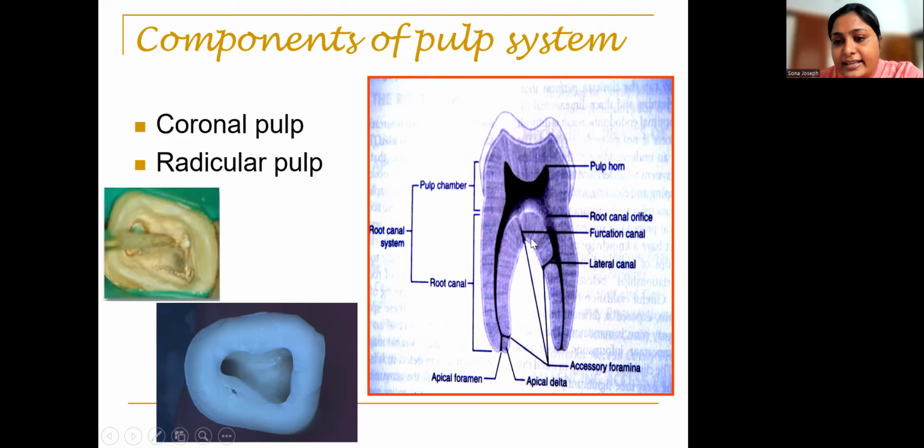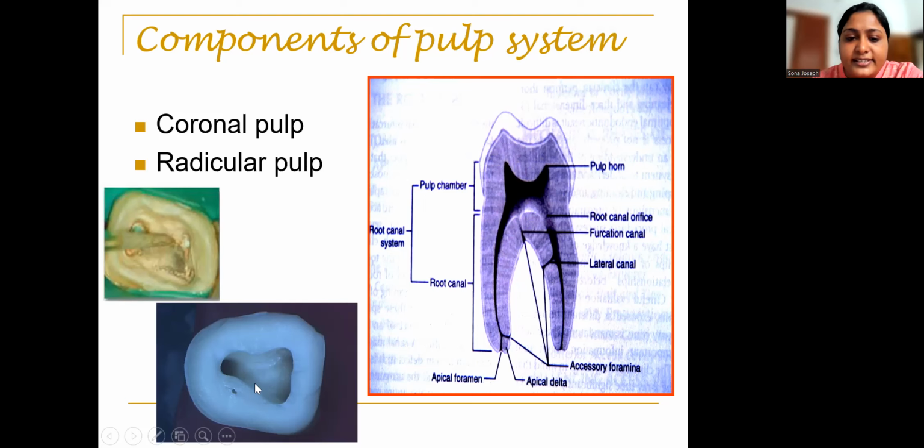And there are lateral canals and furcation canals, named according to the area to which they exit. Lateral canals are present almost in the middle of the tooth, exiting into the periodontium in a horizontal or slightly oblique direction. Furcation canals are the ones which exit from the pulp chamber to the furcation region. So these are the basic terminologies in the root canal system.